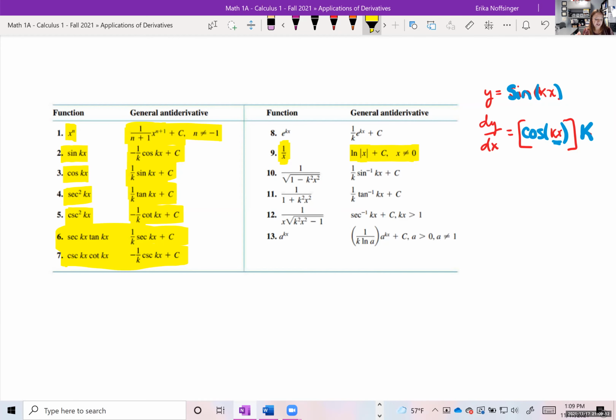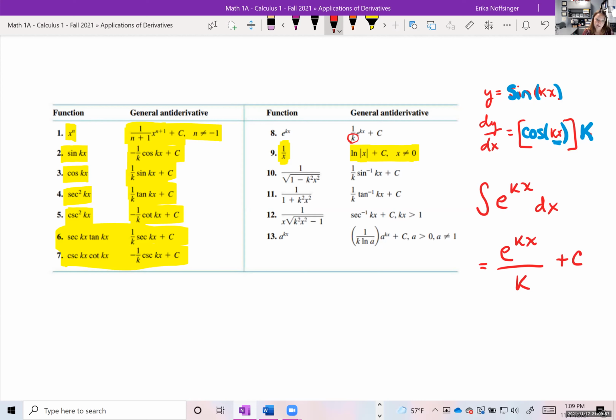e to the x, that's one of the easiest ones to take the derivative of, because the derivative of e to the x is e to the x. So what can we take the derivative of to get e to the x? Well, that's also e to the x. The problem is if we have that coefficient of k in our exponent. And so we have to, again, take care of that. And that's why we're going to divide by this k in here, if this was e to the kx. So the integral of e to the kx is e to the kx divided by k plus c.